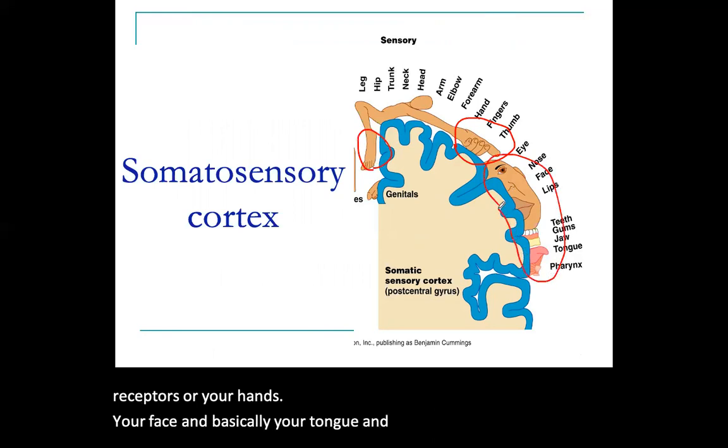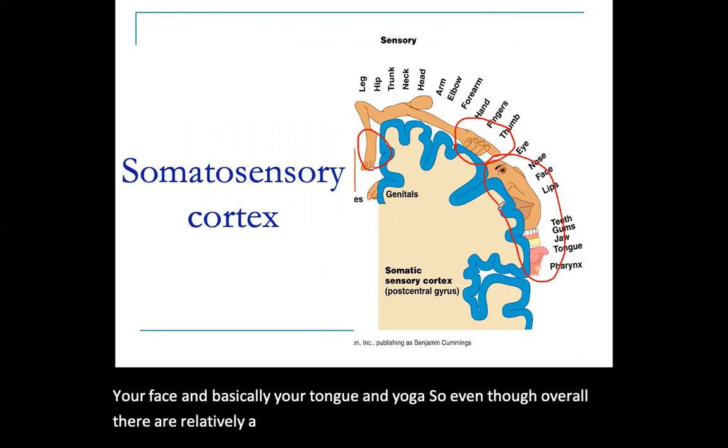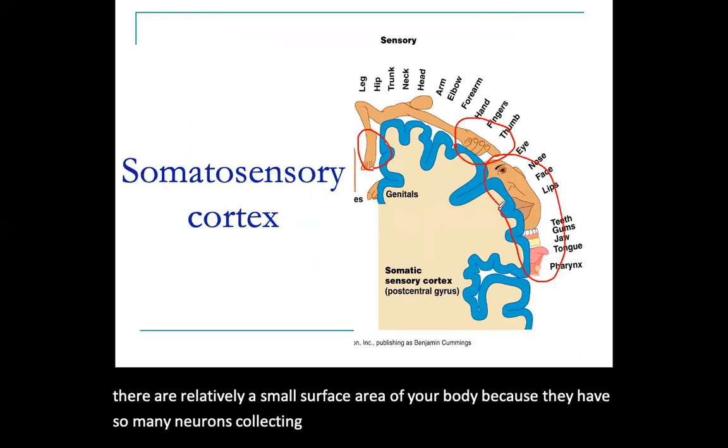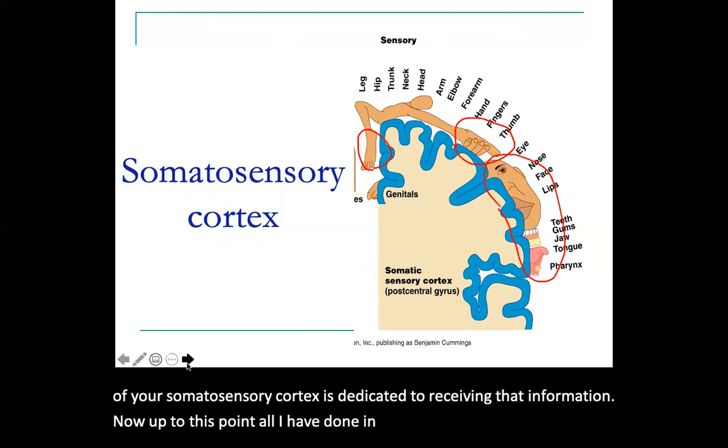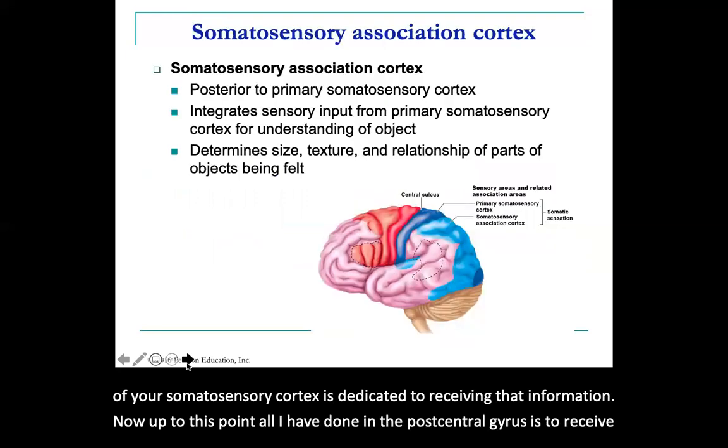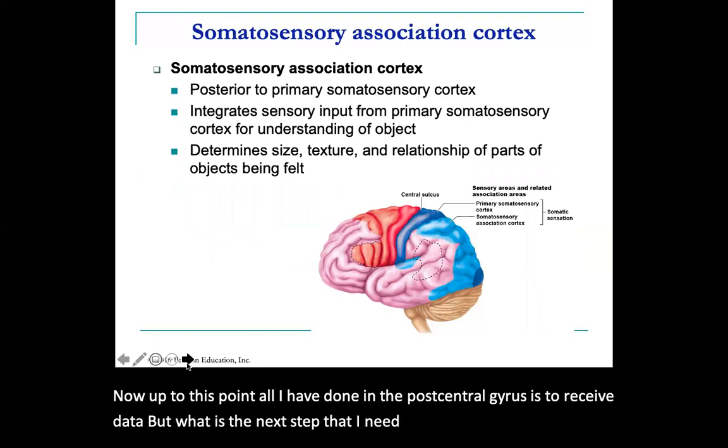So even though overall they are a relatively small surface area of your body, because they have so many neurons collecting data, because of their sensitivity, a larger part of your somatosensory cortex is dedicated to receiving that information. Now, up to this point, all I have done in the postcentral gyrus is receive data. But what is the next step that I need to do? I need to make sense of what I have received.